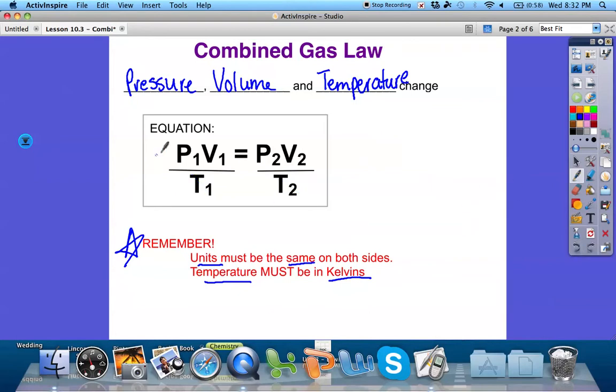If you hold pressure constant, you have Charles's law: V1 divided by T1 equals V2 divided by T2. And if you hold volume constant, you have Gay-Lussac's law: P1 divided by T1 equals P2 divided by T2. That's why we call it the combined gas law, because it combines all of those equations together.